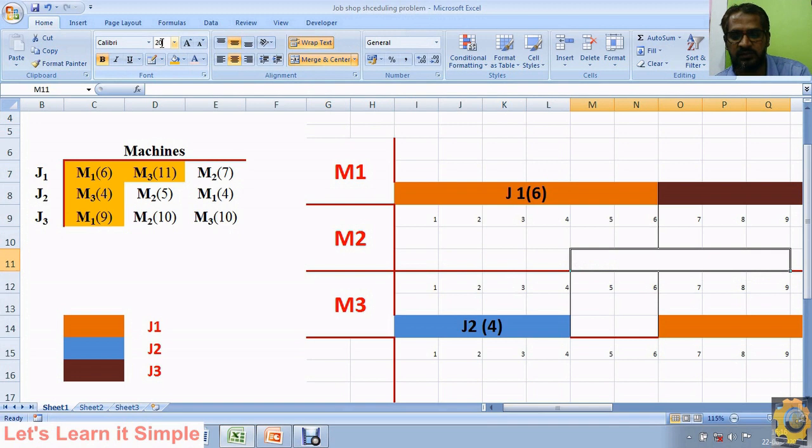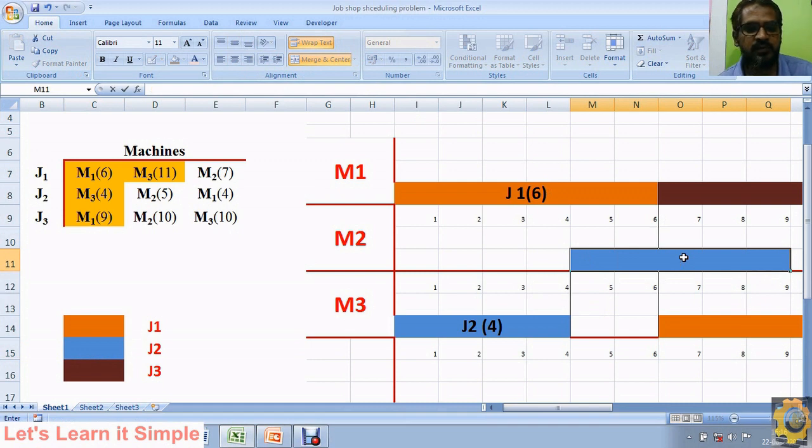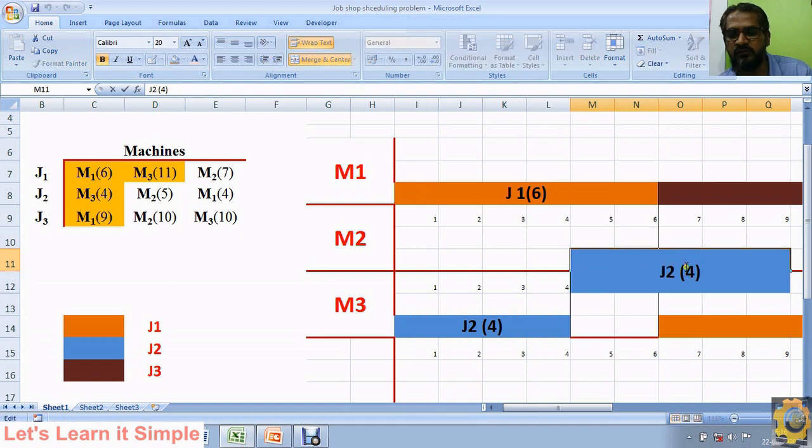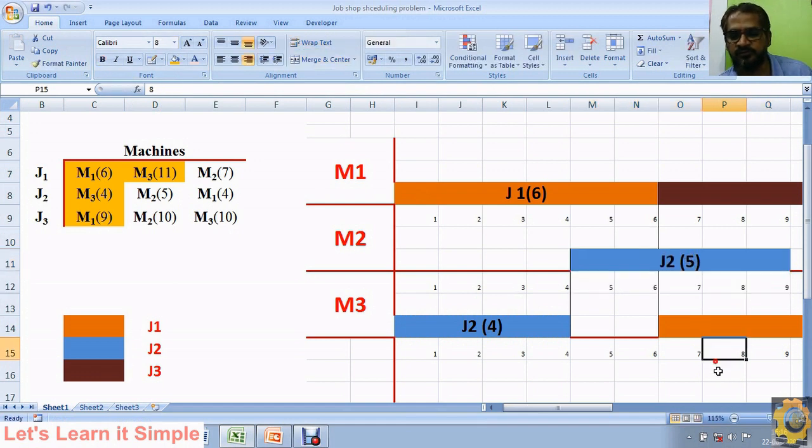So the font and other things can be changed as usual. Then you can select the job color here and paste it over here. Okay. So this is the second job on machine 2 with the processing time of 5. You can see, second job on machine 2 with the processing time of 5. So this is also done. Let me highlight this as well.